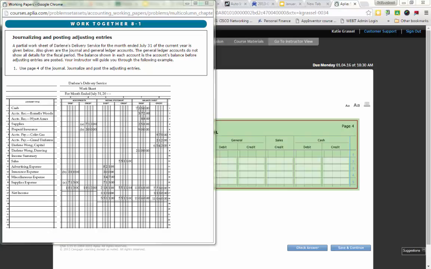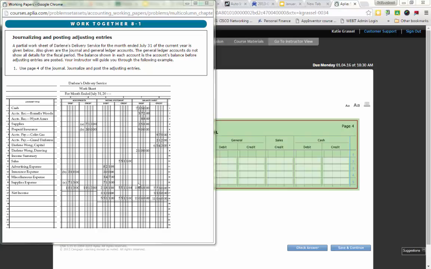All right, work together 8-1. So, section 8-1 is all about, remember I talked about our adjustment column from our worksheet, how we didn't really journalize it? That's what we're doing in 8-1. So what we have in our directions is a partial worksheet for Darlene's delivery service for month ended July 31st of the current year. The only thing that's missing from this column is our trial balance. Basically, what we have to do is look at our adjustments and journalize them.